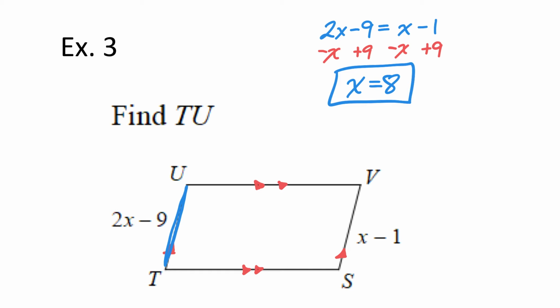So I have not answered the question. Remember what the question was? The question asked us what TU is. So we could go over here to TU and plug in our value of 8. 2 times 8 minus 9. 2 times 8 is 16 minus 9 gives us a value of 7, whatever unit of measurement we have. And just to check our answer, since it's such an easy equation, 8 minus 1 is also 7.